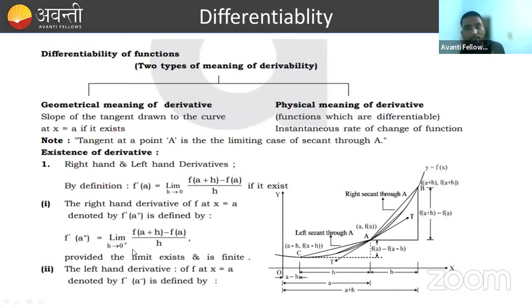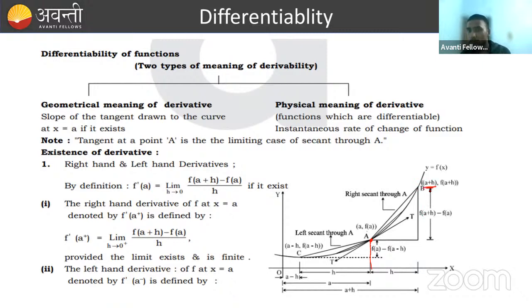I am just showing you the next slide. Here you can see there are two types of meanings of differentiability, or you can say derivability. One is the geometrical meaning of derivative. You know that derivative means dy by dx, so it is nothing but the slope of the tangent. And the physical meaning of derivative is the rate of change of function, that is dy by dx. So what we have done, you can see that there is a function. This is the function, this is the a value. In the right hand side part, what I have taken is a change in a plus h.